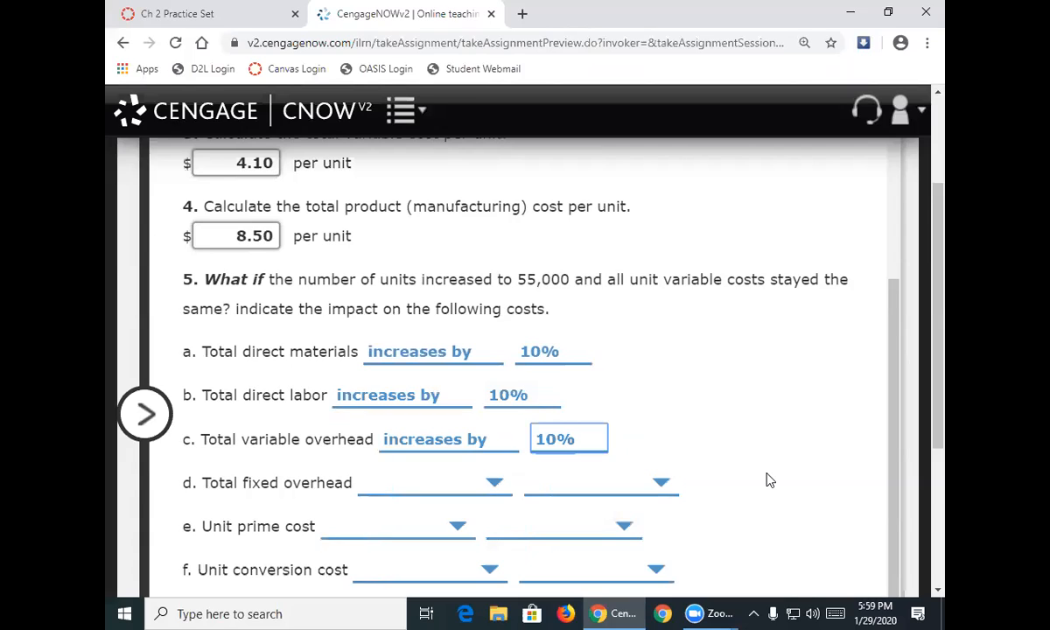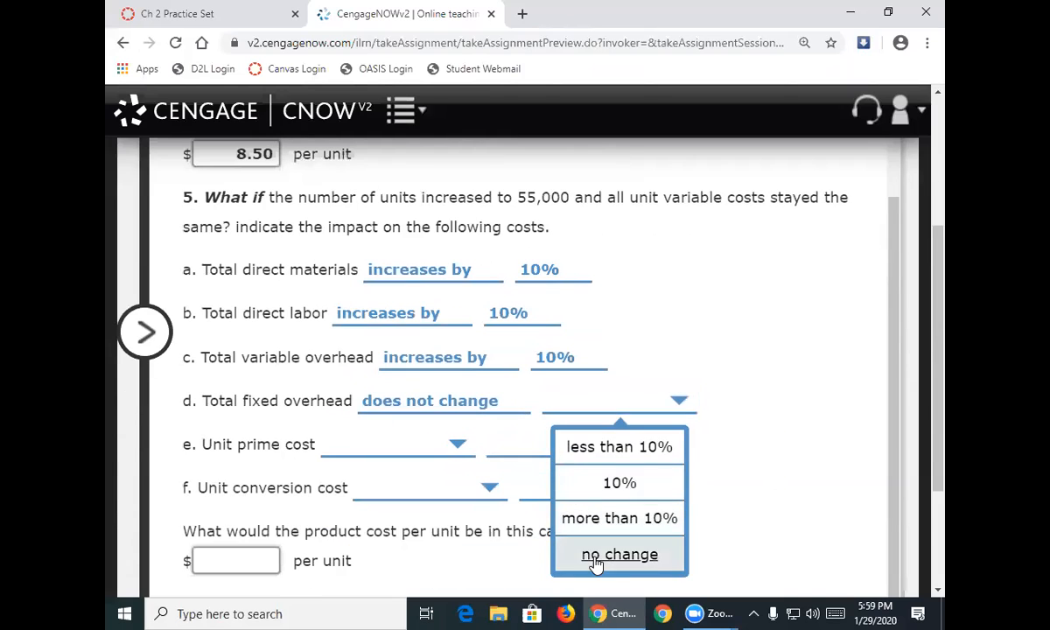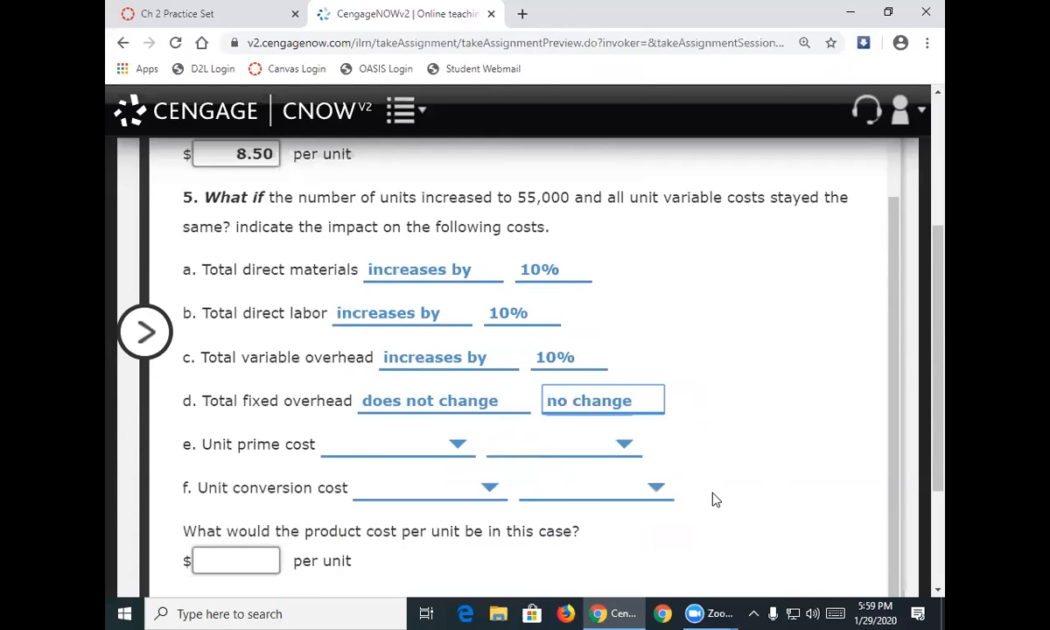Total fixed overhead. It doesn't change. Very good. Total fixed overhead doesn't change. I mean, it's fixed. So fixed overhead does not change. No change. What about the unit prime cost?